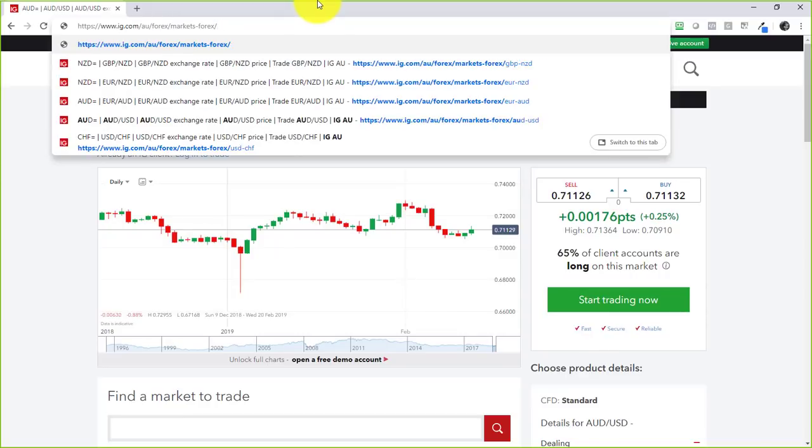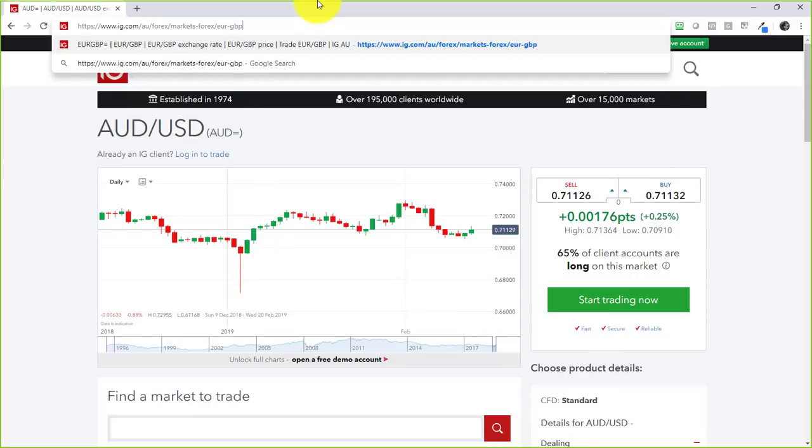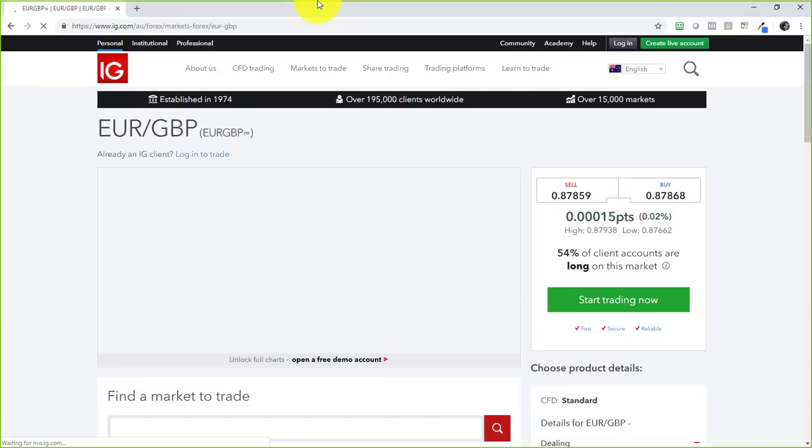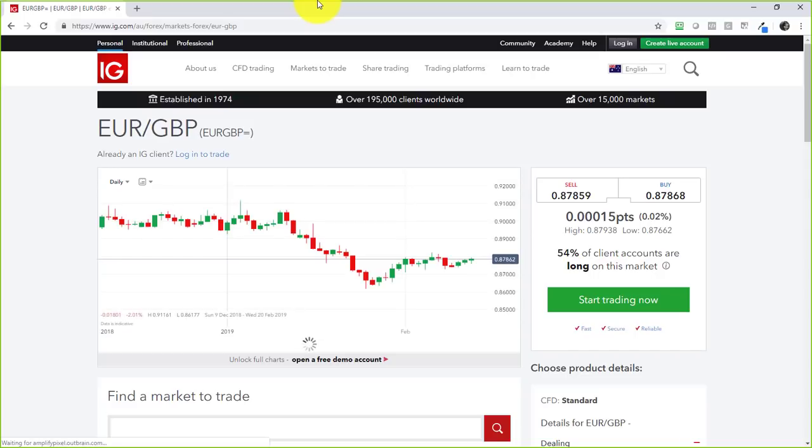If we look at the euro pound, I think it's about 50-50 though. Let's see. I think last I checked it was like 55 or something. So we wouldn't really expect much of a trend move given that.